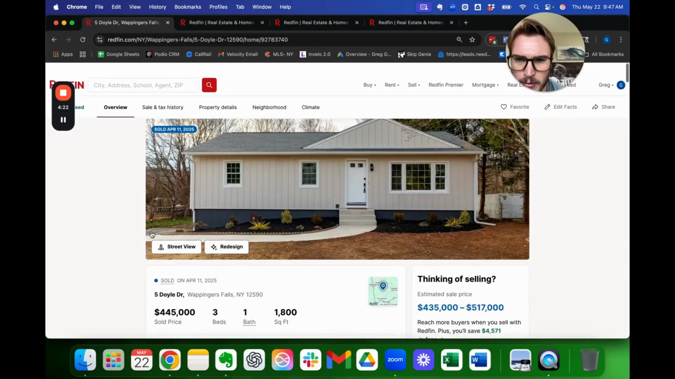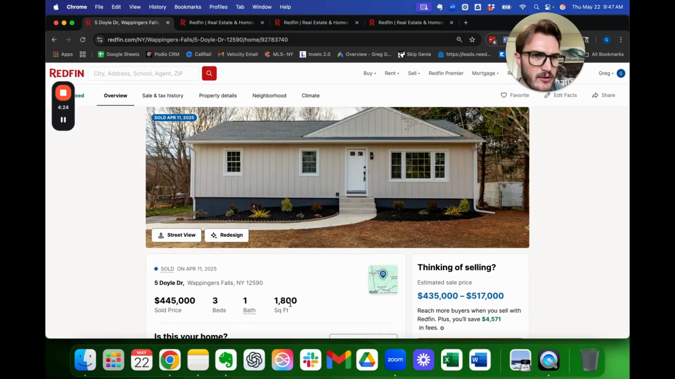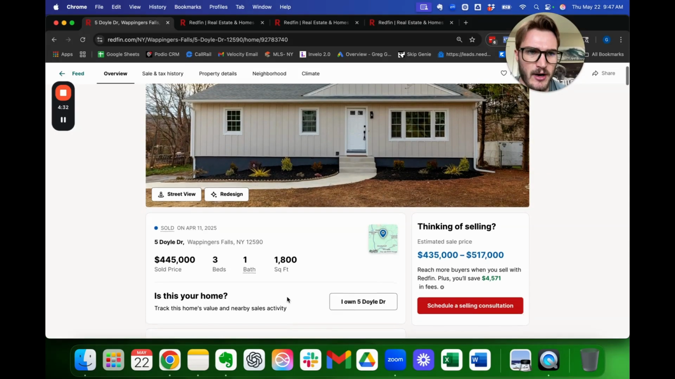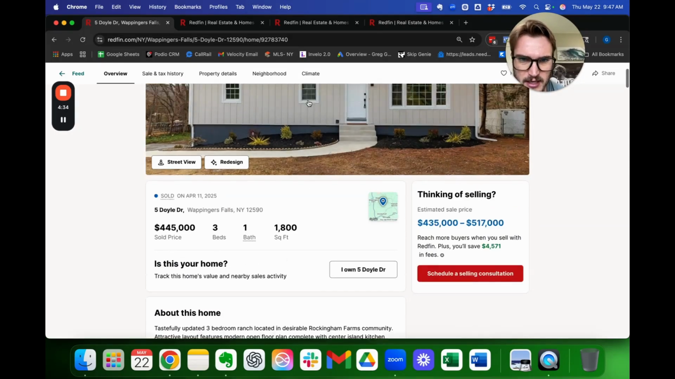And first of all, our property here is a 3-bed, 1-bath, 1,800 square foot house. So we're going to be looking for 3-bed, 1-bath, maybe 2-bath, depending on how we want to comp it, 1,500 to 2,000 square foot houses to run our comps. And it's a ranch style house. I can just tell by looking at it.